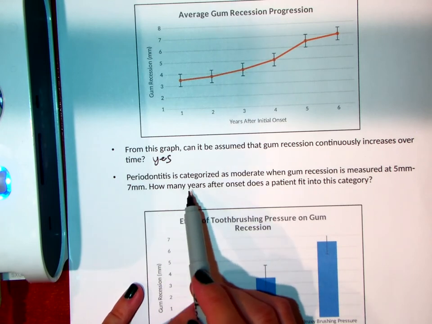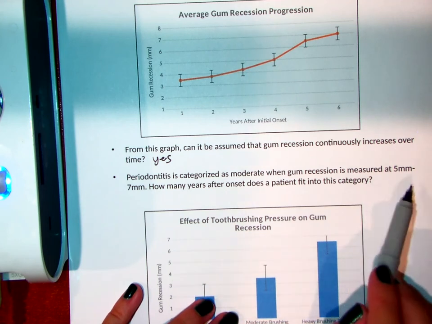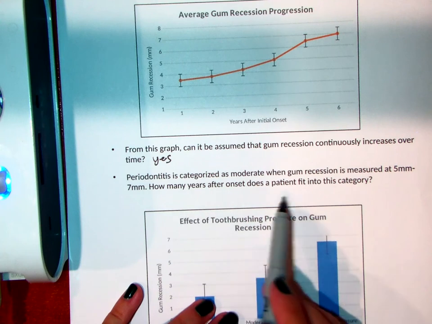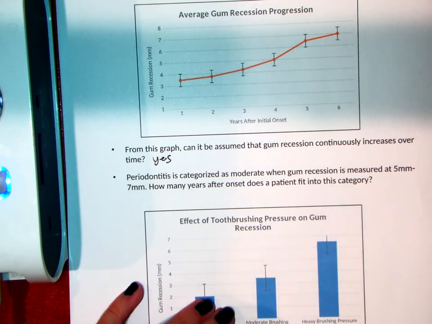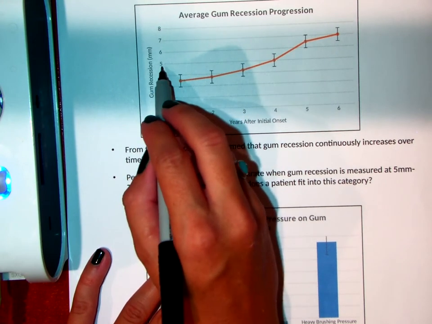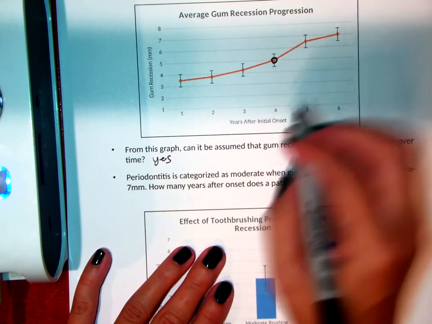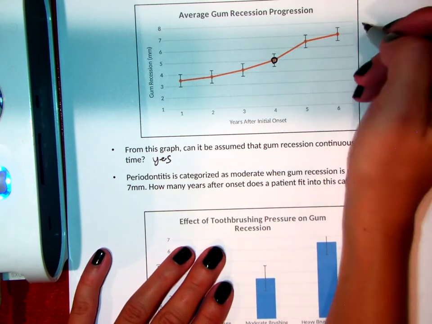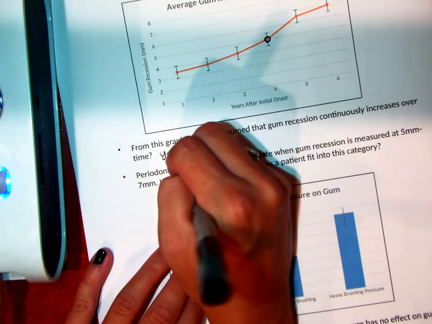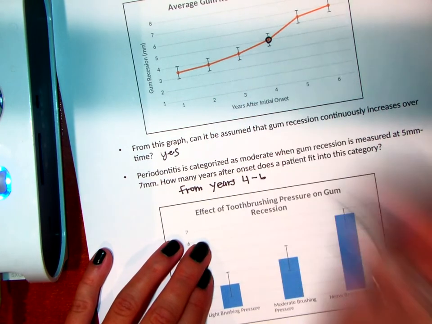Periodontitis is categorized as moderate when gum recession is measured at 5 millimeters to 7 millimeters. So how many years after onset does a patient fit into this category? According to this graph, if we go up here to gum recession measurement of 5 millimeters and follow it over, you can see it hits that mark here on year 4 and continues past that to year 6. So this would be from years 4 to 6.